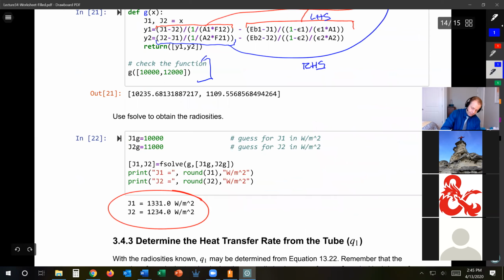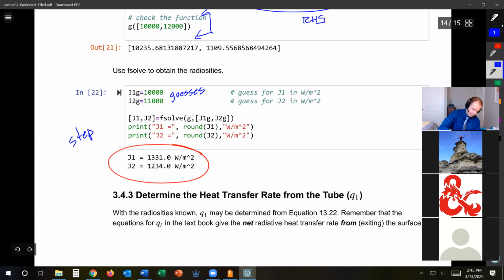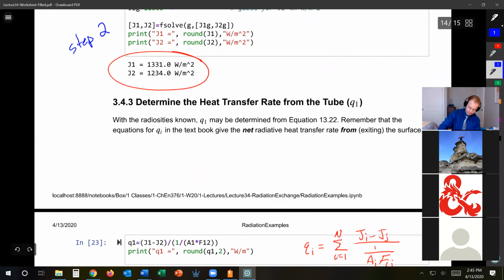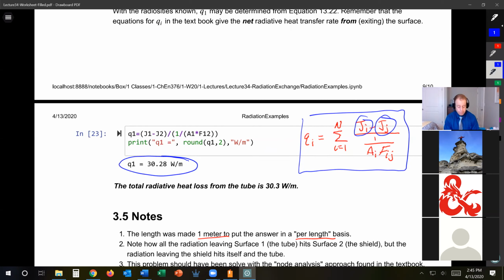Again, I always kind of check my functions to make sure they're returning the objective function correctly. Then I got my guesses. I give it to fsolve, and it solves out my radiosities. So that's step 2. Step 3, I use my radiosities to get Q. Here's the equation written out again. Once I have my radiosities, I can calculate Q. And in this case, it's only 1 term because there's only 2 objects, and object 1 doesn't see itself. And so this is how much heat loss you're now getting from radiation, which would be much less than if I didn't have that shield on.